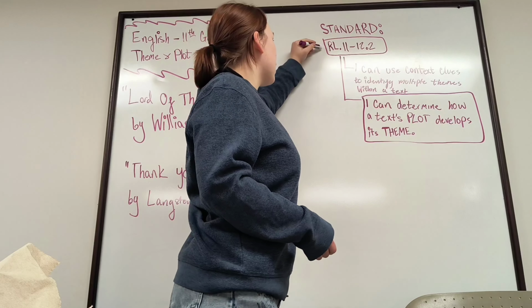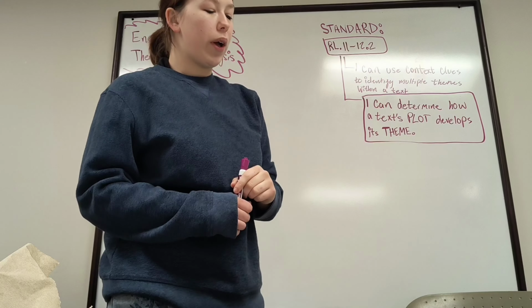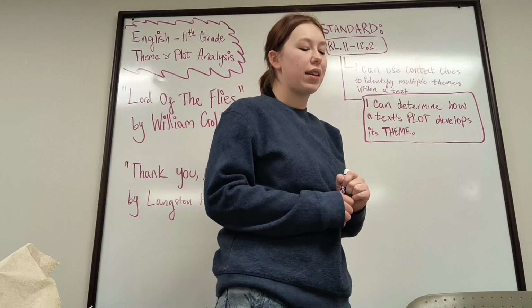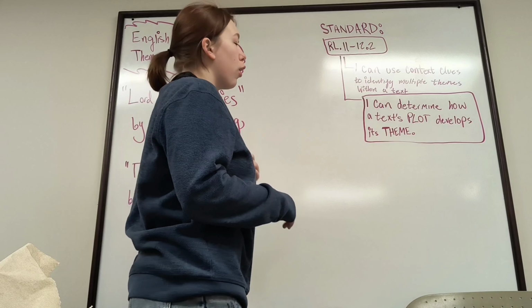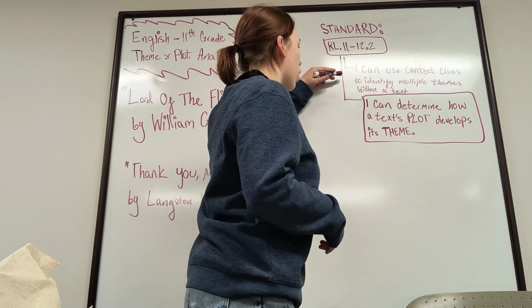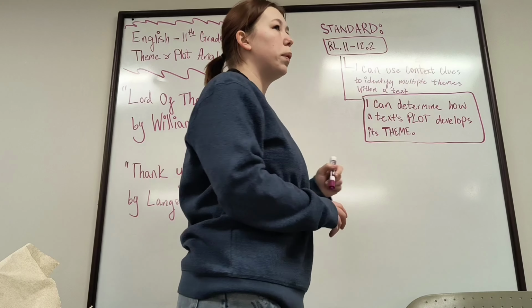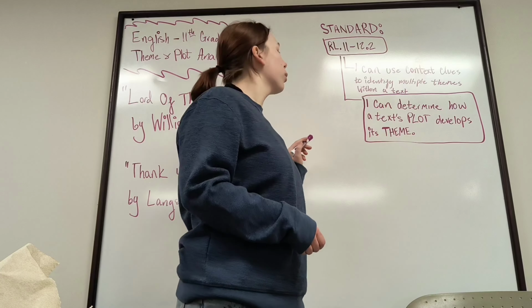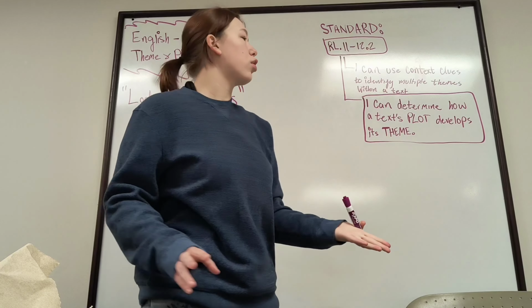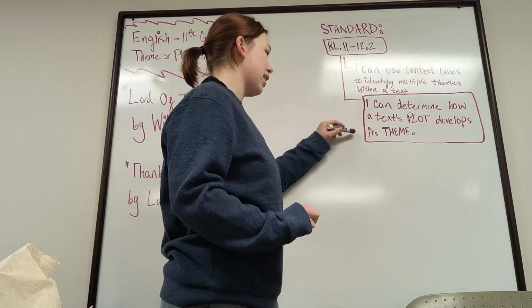And we're going to be using standard RL 11 through 12.2. So that is asking students to determine two or more themes of a text and analyze their development over the course of a text. So previously, students have used context clues to identify multiple themes within a text, and this will be reflected in the bell ringer, which I will get to later in the procedures. But today's learning target will be, I can determine how a text plot develops its theme.